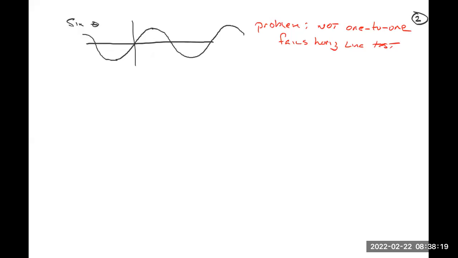So what we're going to do to have an inverse function of sine, we limit the domain of sine.